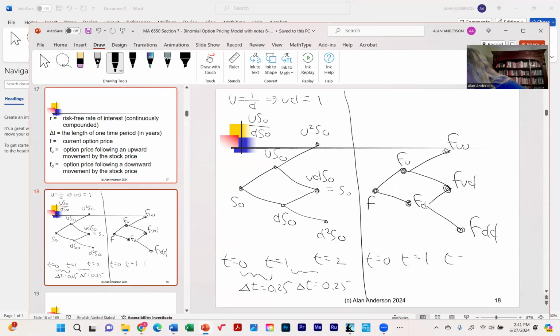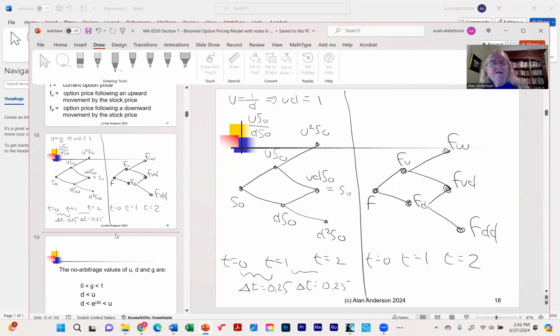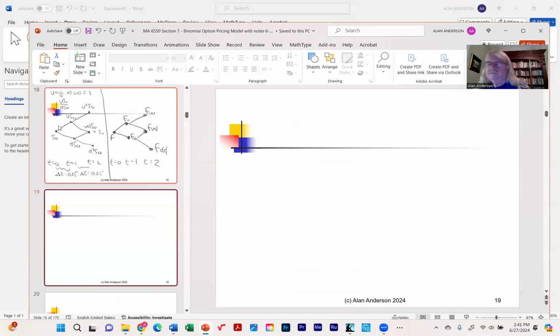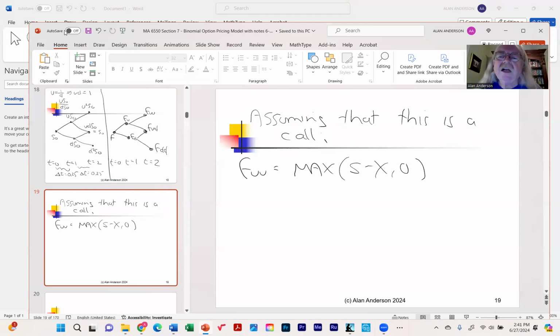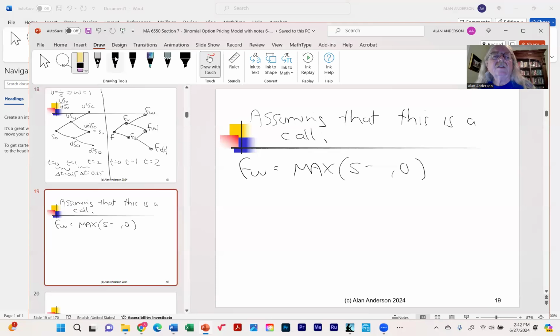So let's assume that this is a call option. Because it's a two-period model, T equals 2 is the maturity date of this option. So at time 2, the value of this option will equal the payoff or intrinsic value of the option. That means in turn that FUU, again because this is a call, will equal the maximum. Oh, actually, I forgot. In this section of the course, we're going to use the K rather, only because this is what Cox, Ross, and Rubinstein did.